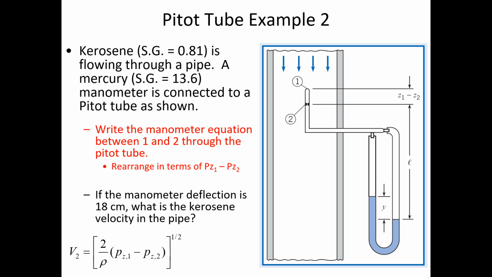All right, so let me pause for a second, and I'd like you to calculate if we have a mercury deflection of 18 centimeters, then what does that tell us about the velocity in the pipe? So you know the specific gravity of kerosene and mercury, and from those specific gravities you can find the unit weights. We know Y, and so then that gives us the change in piezometric pressure.